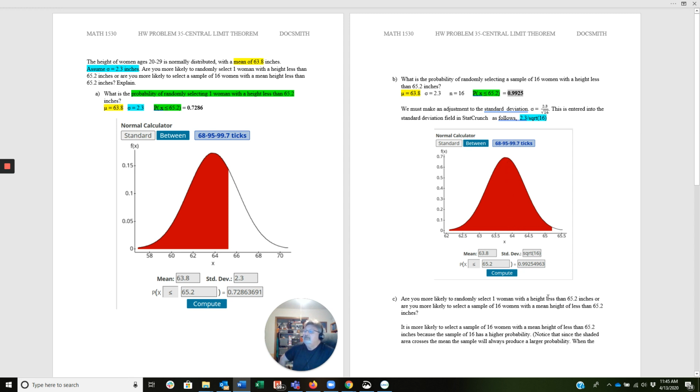So, are you more likely to randomly select one woman with a height of less than 65.2 inches, or are you more likely to select a sample of 16 women with a mean height of less than 65.2 inches? It's more likely to select a sample of 16 women with a mean height of less than 65.2 inches because the sample of 16 has a higher probability. Now that's because the probability statement, notice when we shaded both of these, we go across the mean. We would have expected in this case for this probability to be higher. Now, if we were not going across the mean with our original probability statement, we would actually see the opposite thing happen. So be prepared for that.